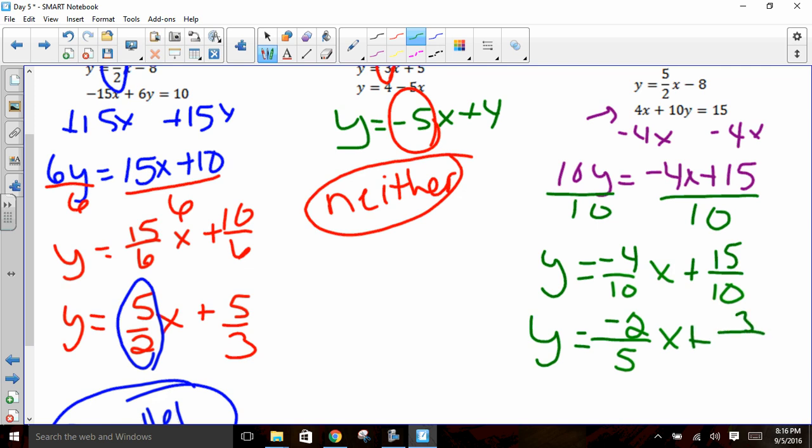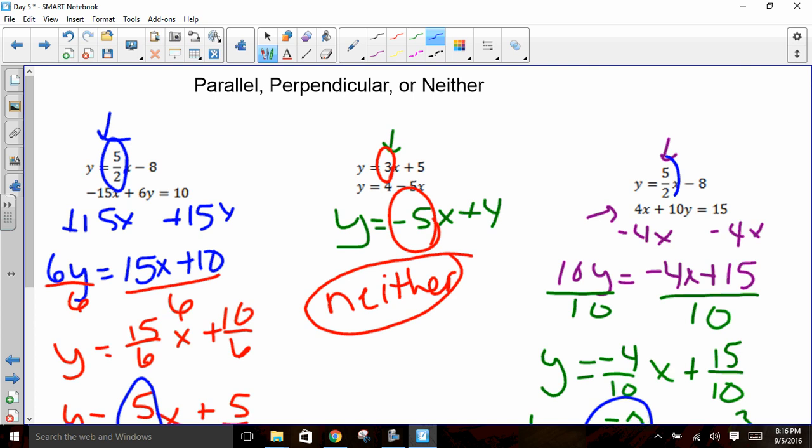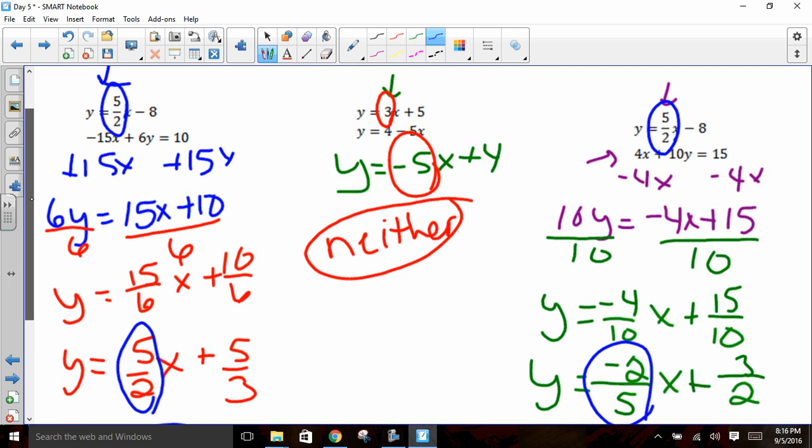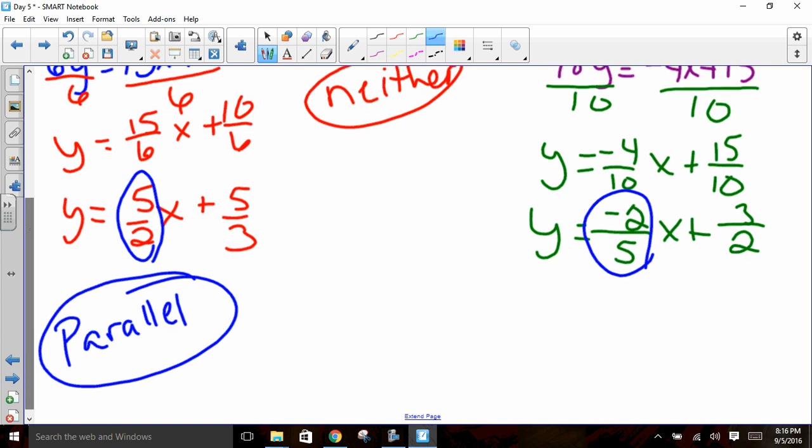Let's go ahead and look at these values. I have negative 2/5, and I have 5/2. Okay, so remember, we're looking for opposite signs, which we do have. I have one negative, one positive. And if you notice, I took my 5/2 and I flipped it and got 2/5. So in this case, my lines are perpendicular.